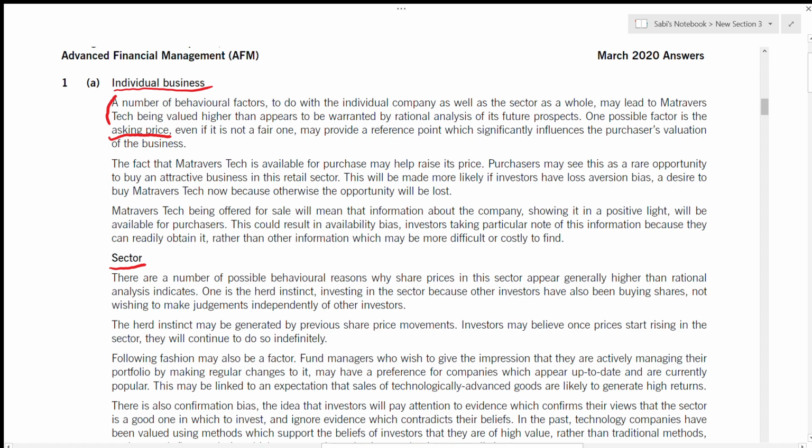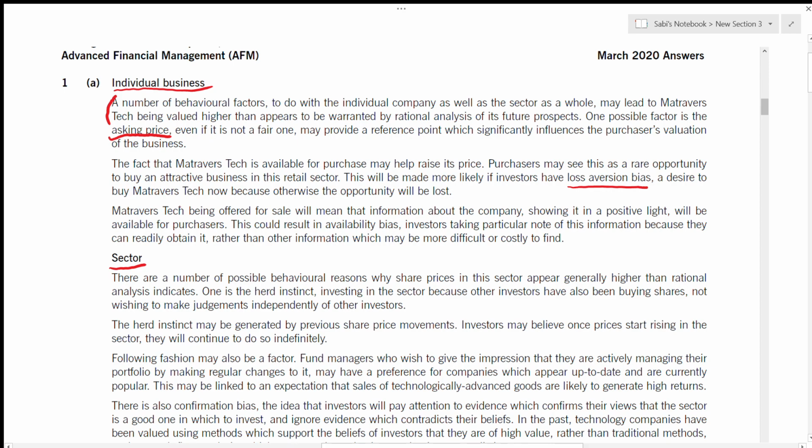What happens because of this? This will be made more likely if investors have loss aversion bias: a desire to buy the tech now because otherwise the opportunity will be lost. This is known as loss aversion bias. You don't want to lose an opportunity. Just because an opportunity is there, you want to buy it. Even if the price is valued high, you will buy it because you will miss this opportunity. You have a fear of missing an opportunity. That is known as loss aversion bias.